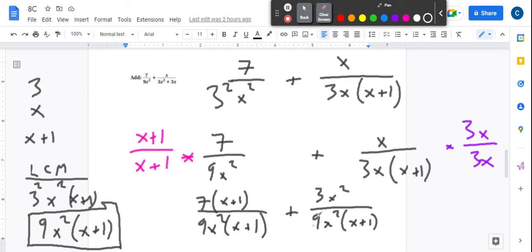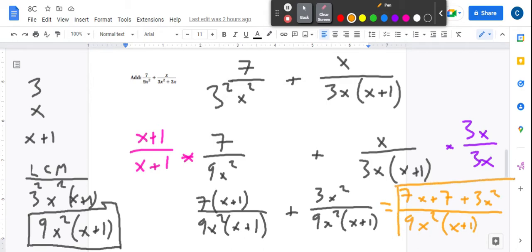Just getting a common denominator here. Now we can finish adding our fraction. So 7 times parentheses x plus 1. That'll be 7x plus 7 plus the 3x squared all over 9x squared times x plus 1. And that would be our final answer, unless we can simplify this thing further, which I don't think we can.